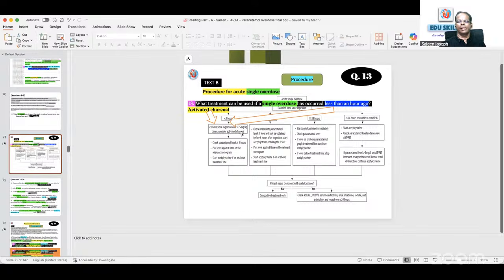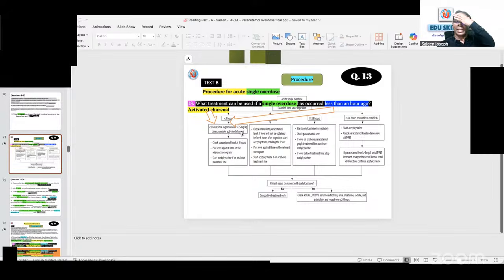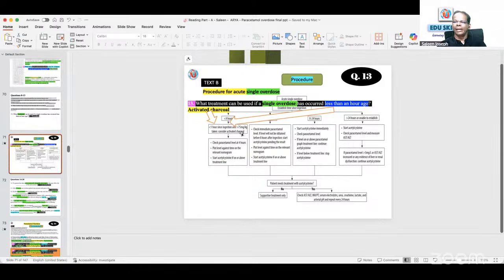Consider activated charcoal. But if you focus on the word treatment, we can go to the C text. Treatment is meant to be the C text. So that can be a confusion sometimes. What treatment can be used if a single overdose has occurred less than an hour ago?